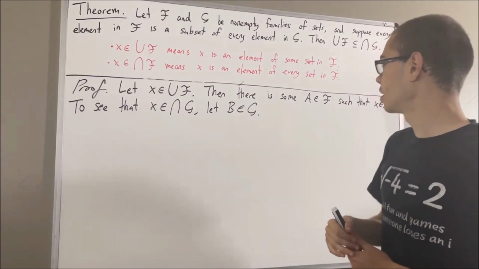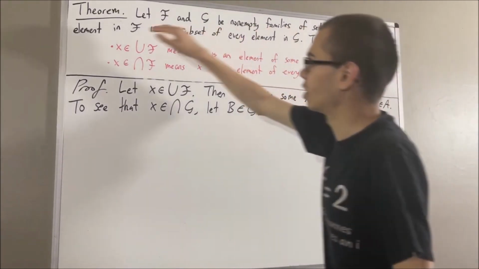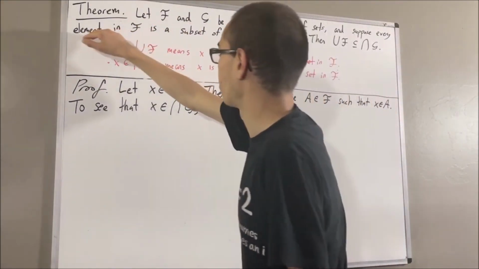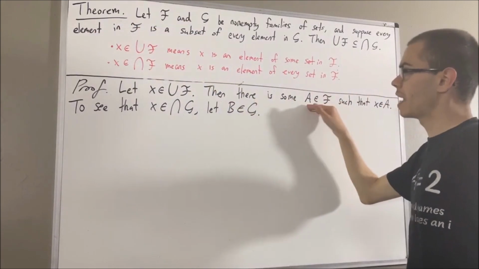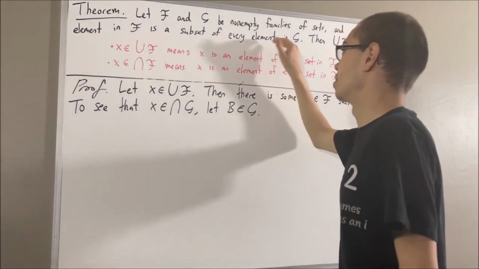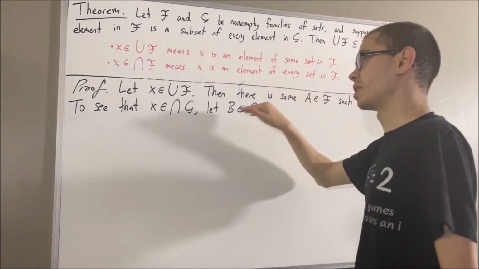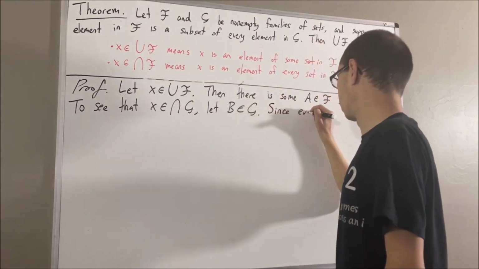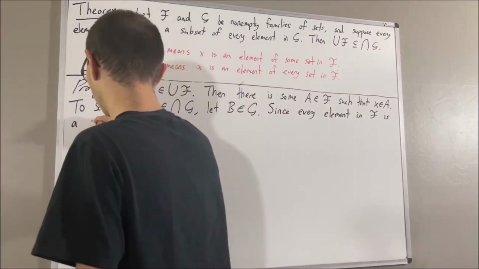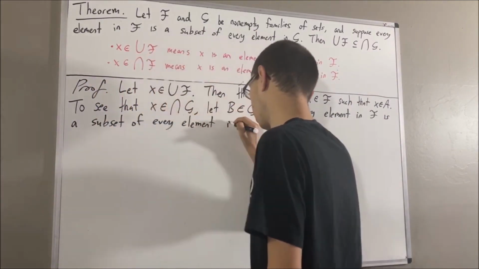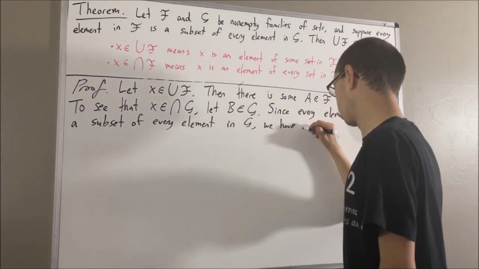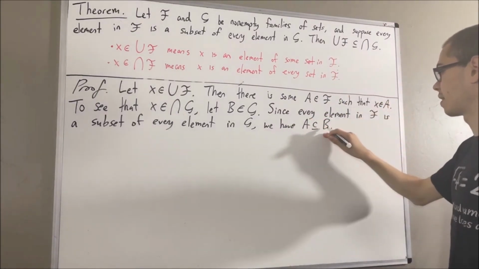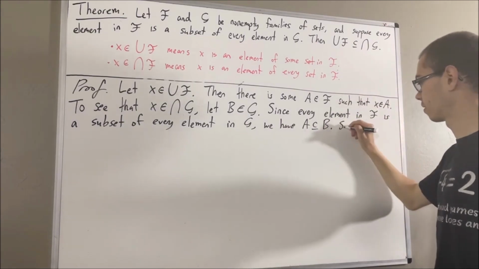Now, we can use the fact that every element in F is a subset of every element in G. Because if we take our element in F to be A, well then A is a subset of every element in G. So in particular, since B is an element of G, A must then be a subset of B. Then, since X is an element of A, this tells us that X must then be an element of B.